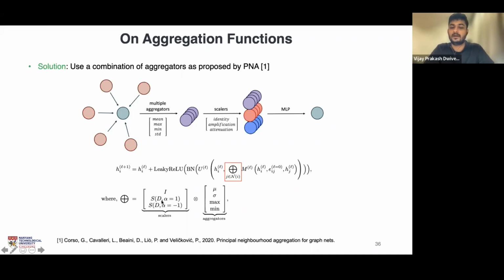And they're also followed by some scaling operation. Scaling operation means, if a node has 10 neighbors and another node has 100 neighbors, the degrees help to scale this information to one range. So now this becomes the principal aggregator, which is replaced here. Everything else is the same, similar to GIN or GCN. So this is one solution to counter the limitations of using a single aggregator function.